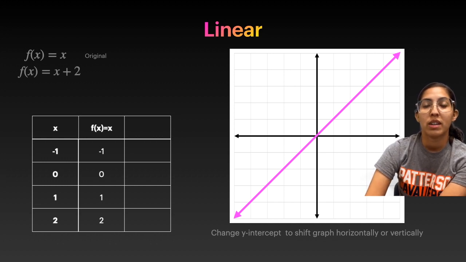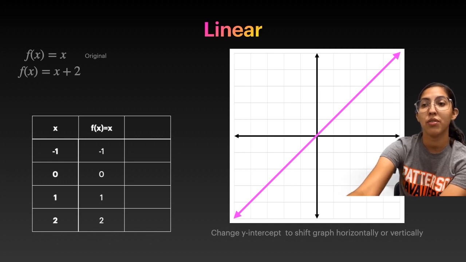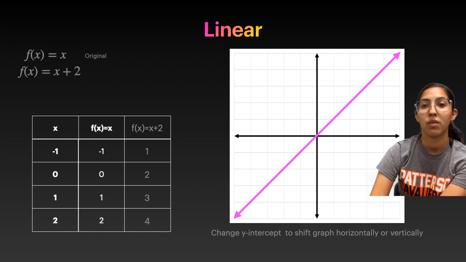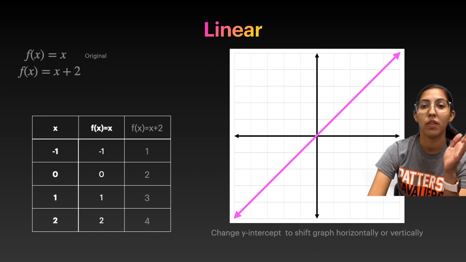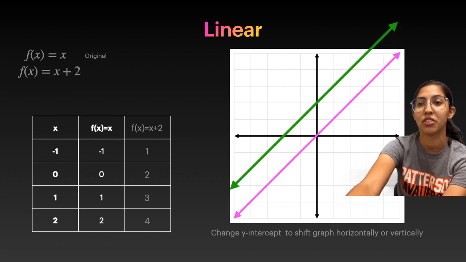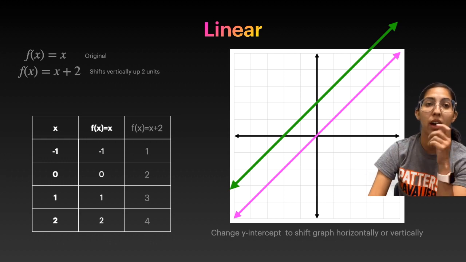So first one is f of x equals x plus 2. What does this do to the graph? Let's fill in the table. F of x equals x plus 2. We're literally just taking all of the, so -1 plus 2 is 1, 0 plus 2 is 2, 1 plus 2 is 3, 2 plus 2 is 4. We then end up with our line from our parent function. We actually shift up 2. So it shifts vertically up 2 units.